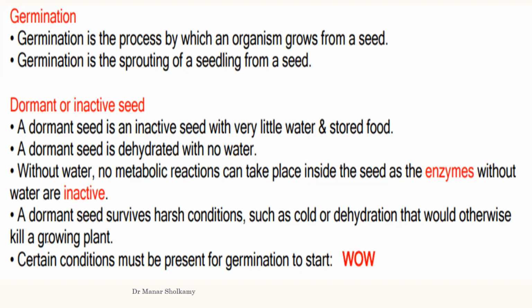Okay. Now, I don't want to jump. So we will go back to the beginning of the lesson so that you study it in the order in your notes. The definition for germination, this is the process by which an organism grows from a seed, a new baby plant growing from a seed. Very easy.